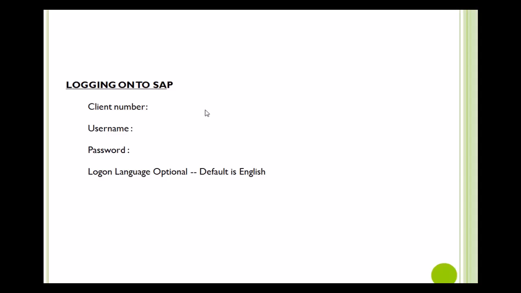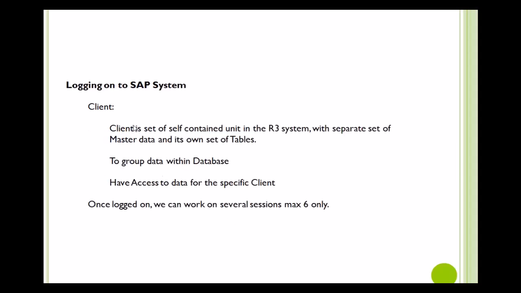That is quite different in real time, maybe project to project or company to company. Based on the configuration, your basis team will create different clients, and the username and password are different. In that, 000 is called the golden client, and 066 is called the early watch client. I'll show you where exactly you can see that, how to see clients in your SAP system. Right. So I'm talking about a client.